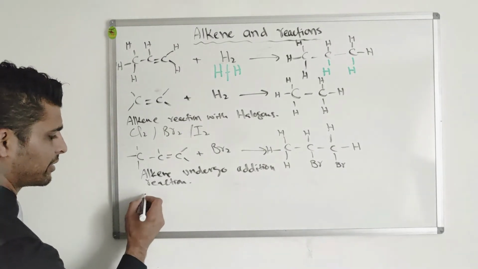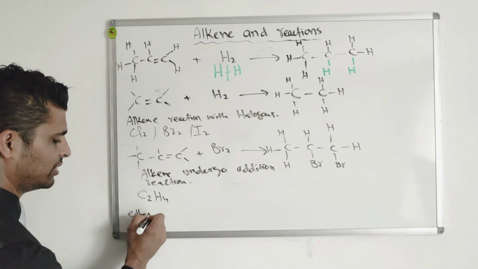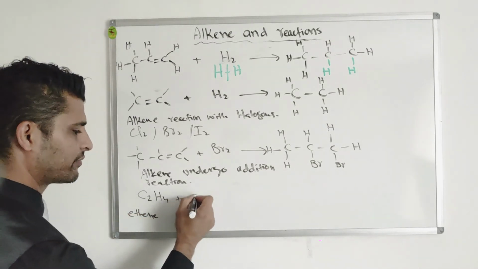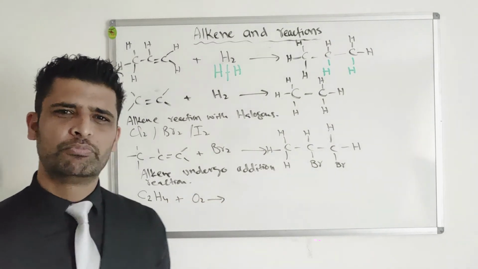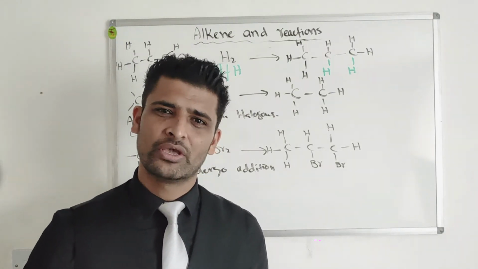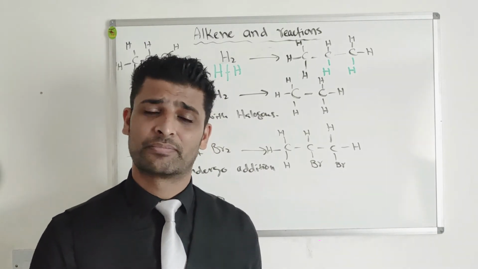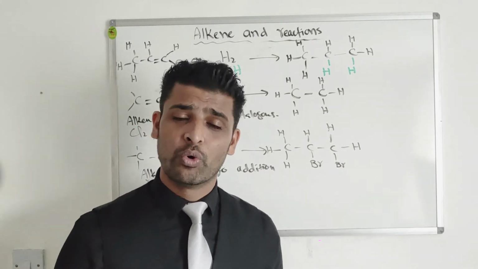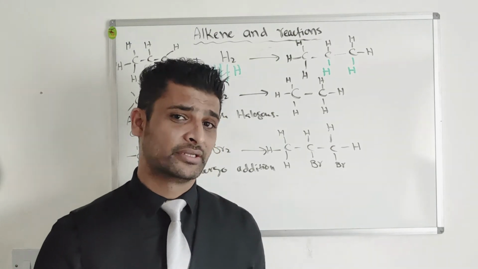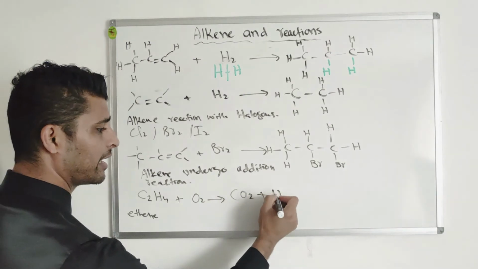Now another reaction is, for example, C2H4, which is ethene. Ethene, when it reacts with oxygen, is just like when you burn methane gas at home. Ethene is also a gas. When you burn any hydrocarbons, it doesn't matter what they are, methane, ethane, propane, butane, octane, whatever, they all produce the same thing, carbon dioxide and water. So you will produce carbon dioxide and water.